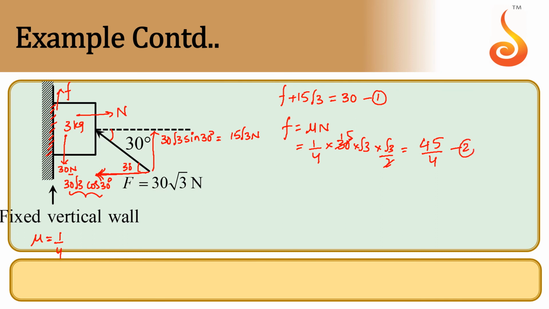So let us substitute and calculate the friction value here. So friction is equal to 11.25 newtons. So what is the direction of friction? Upward, and the magnitude of friction is 11.25 newtons.